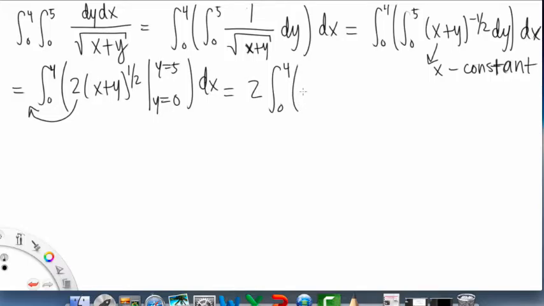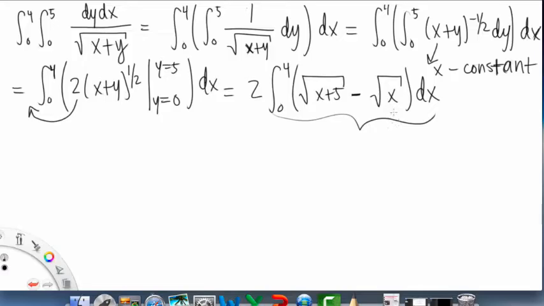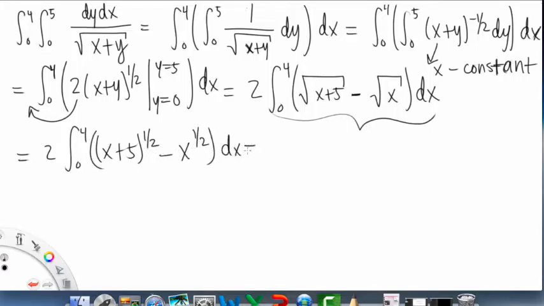And then on the inside, this is a 1/2, so that just means square root. If we plug in 5, we have x plus 5, and then minus x plus 0, so that would be square root of x, and then we have dx. Okay, so now we're down to single variable calculus again. All right, so now we just solve from here. I'll turn it into exponents first, because I like to do that. (x plus 5) to the 1/2 minus x to the 1/2, and then everything dx.